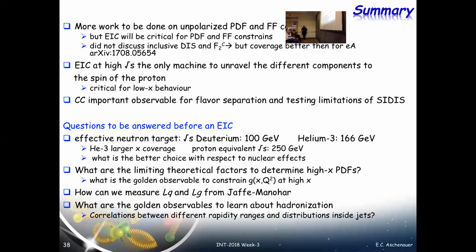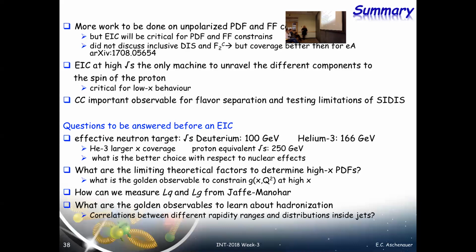Then, I have listened, but I haven't yet heard how we measure Lq and Lg from Jeffrey Manahan. I would really like to know this, because then I can look at whether we can do this. And following our discussion from yesterday, we definitely can make contributions to understanding fragmentation functions.